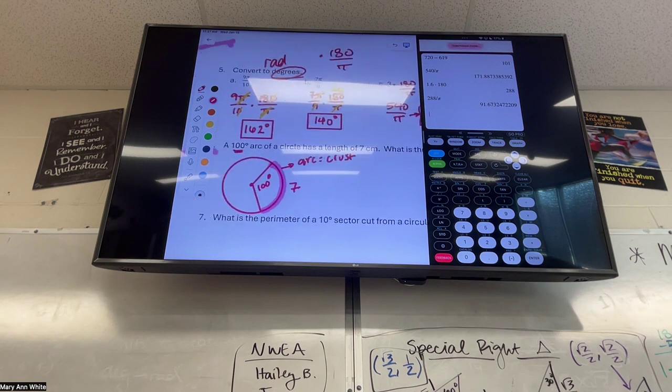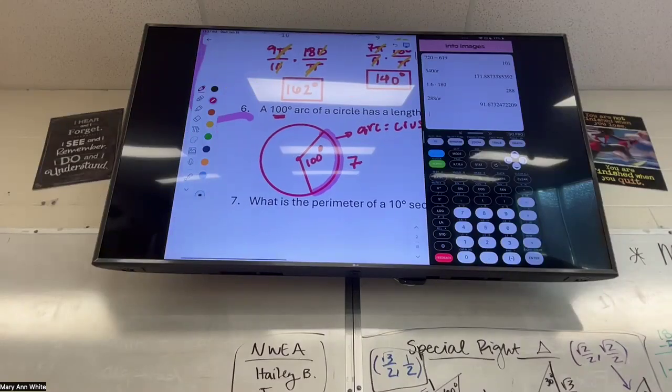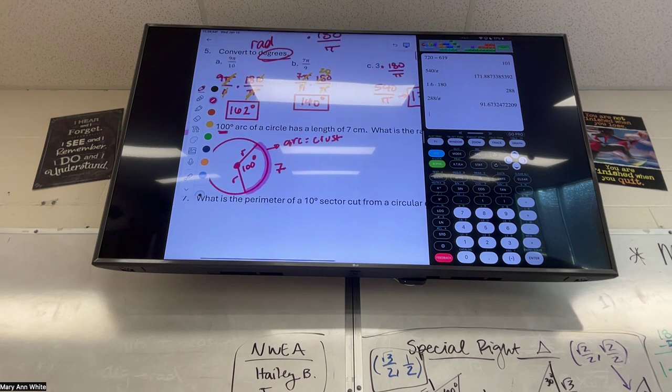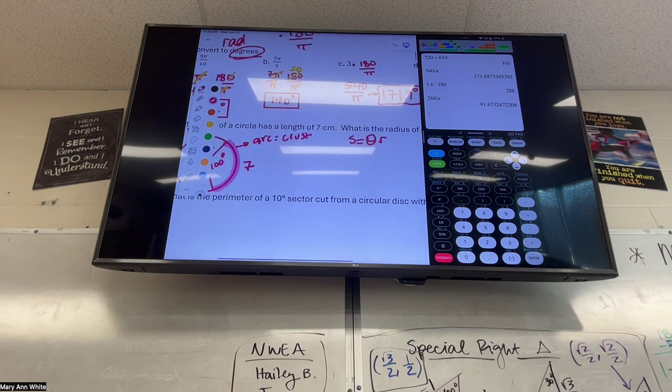And then it asks about what's the radius. What part of the picture I drew would be the radius? The little lines that make that angle, right? They're both radiuses and they're both the same length because they're both from the center to the outside, right? The formula that we're going to use here is called S equals theta R. And S is my arc length. Theta is my angle, and R is my radius. The only tricky part is that my angle cannot be in degrees, it must be in radians.